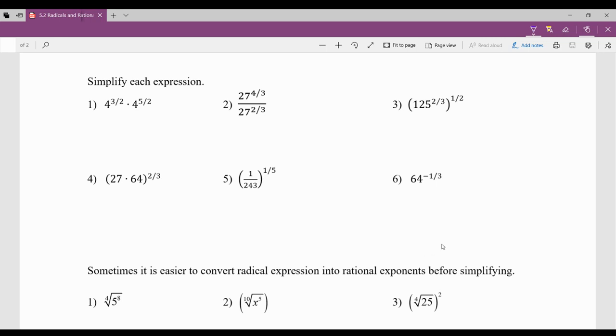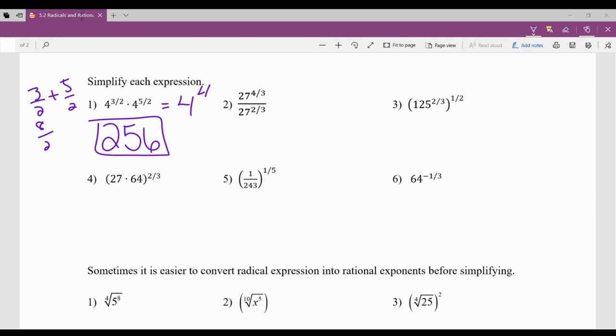All right, so back on this, we've got the same base of 4. So I can simplify by adding the exponents. So that's going to be 4 to the 3 halves plus 5 halves. That's 8 halves. 8 over 2 is equal to 4. So 4 to the 4th, we actually know that that is equal to 4 times 4 times 4 times 4, 256. Final solution. All right, next one.